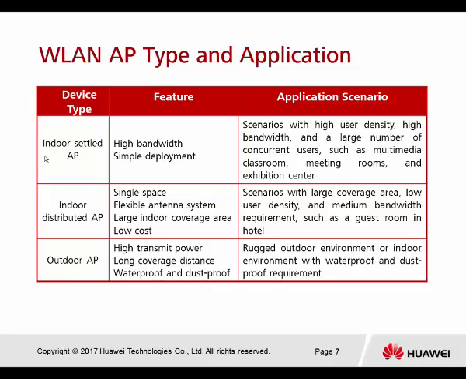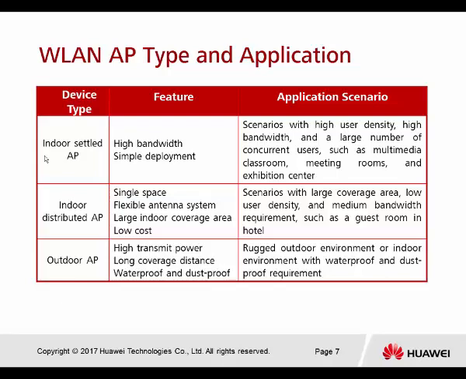Indoor distributed AP: single space, flexible antenna system, large indoor coverage area, and low cost. I'm not going to deploy so many APs in a scenario like a hotel. Basically, a hotel floor might have many rooms. It's impossible to deploy so many APs on the same floor, because it would be overutilized and they would spend a lot of cost on this kind of deployment. So they will prefer to use the indoor distributed AP to reduce the cost.